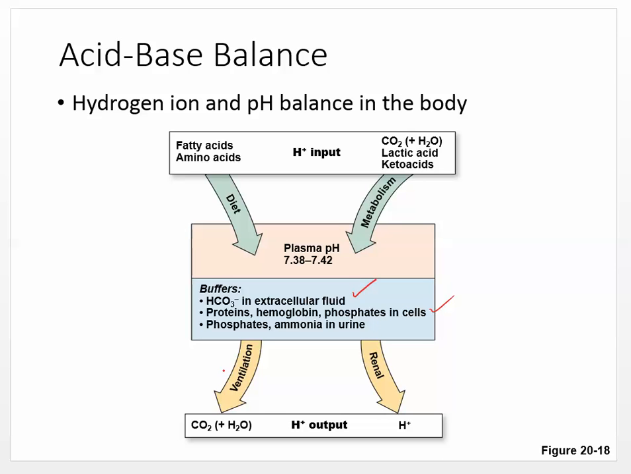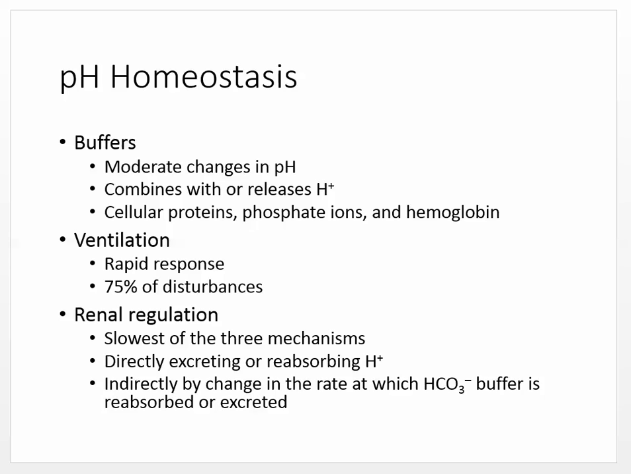And then we also have ventilation, so we can breathe faster. Remember, as CO2 levels rise, pH goes down. So increased CO2 means a decrease in pH. A decrease in CO2, which would happen if we breathe faster, means we're breathing off all of that extra CO2, and that's going to increase the pH. Okay, so let's look at this in a more organized way.